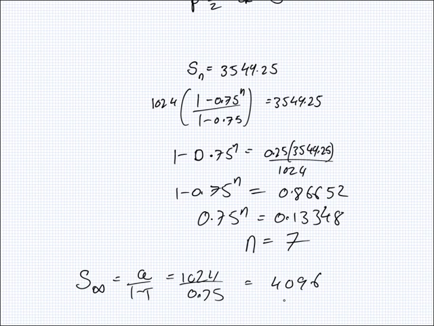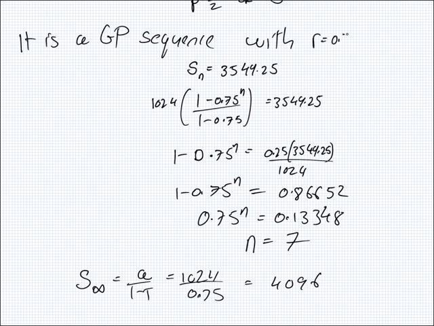Teacher, can you tell me again what's the reason it converges? Oh, because the R is 0.75. So you can say it is a GP sequence with R equals 0.75, and that belongs to minus 1 to 1. So therefore, convergent. Yeah? Okay. Right, you guys, once you write that one down, you can go.